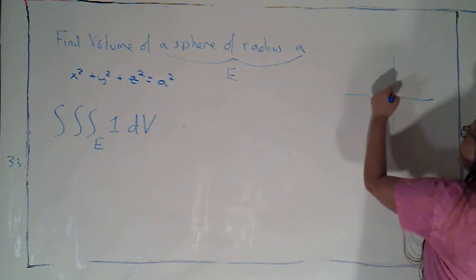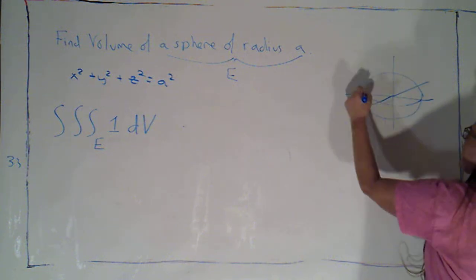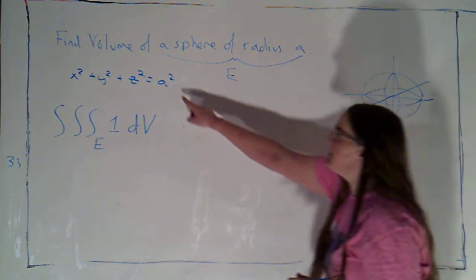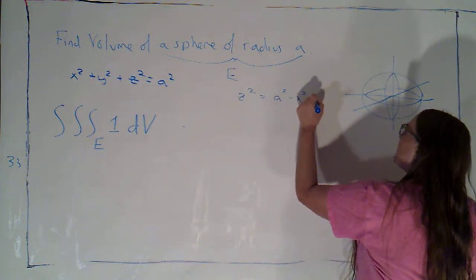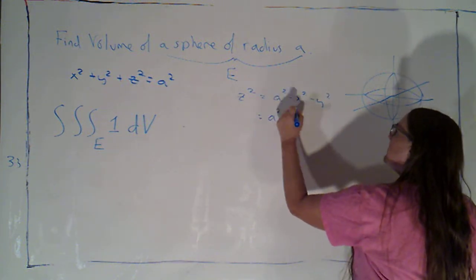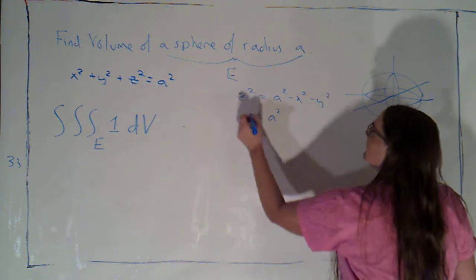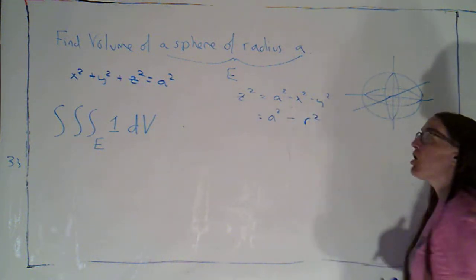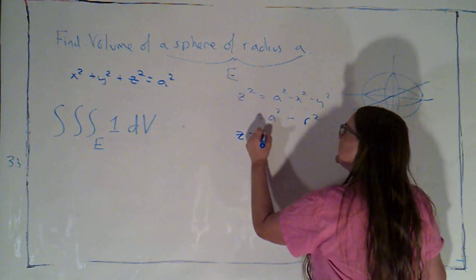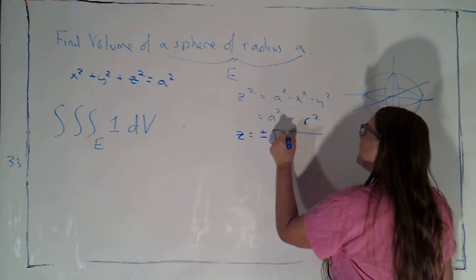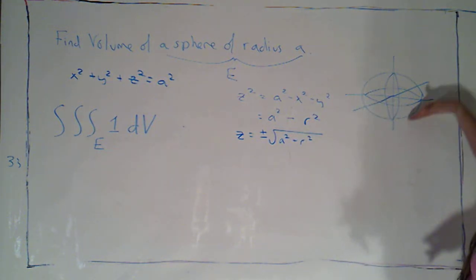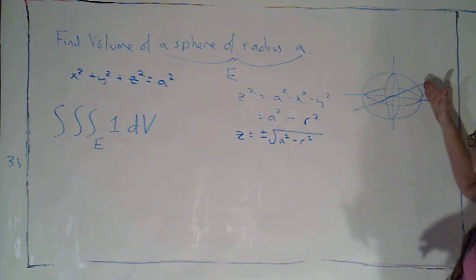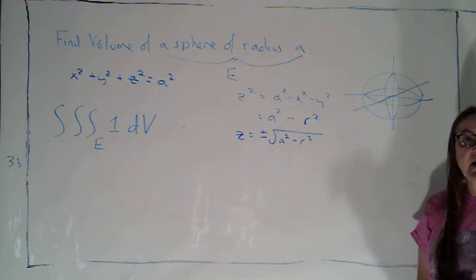So if I have a sphere of radius a, as we said, this is its equation. That means that z squared is a squared minus x squared minus y squared. But in cylindrical coordinates, that would be z squared equals a squared minus r squared. So that z is plus or minus the square root of a squared minus r squared. So my bottom surface would be z is the negative square root of a squared minus r squared. My top surface would be z is the positive square root of a squared minus r squared.